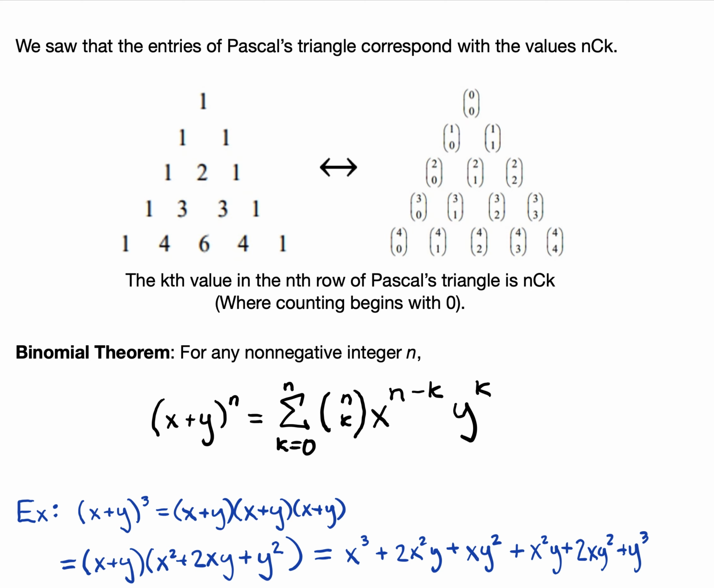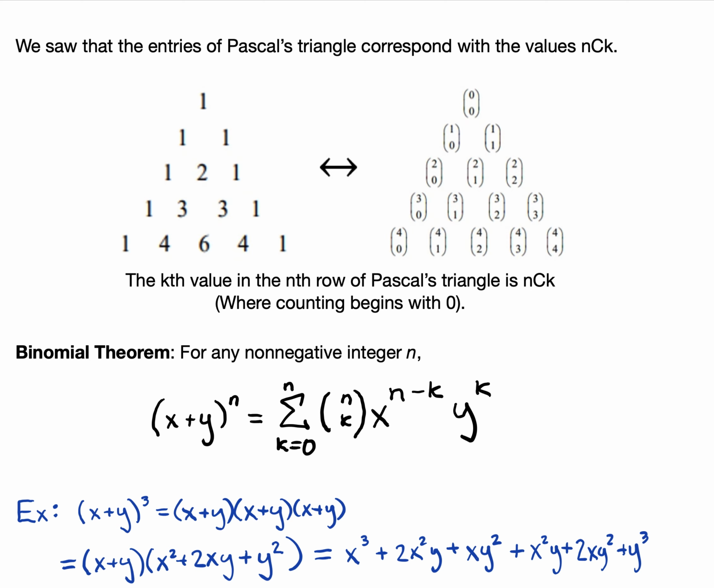And so we saw that each value of Pascal's triangle, the kth value in the nth row, corresponds to n choose k, where we begin counting in both cases with 0 instead of 1.